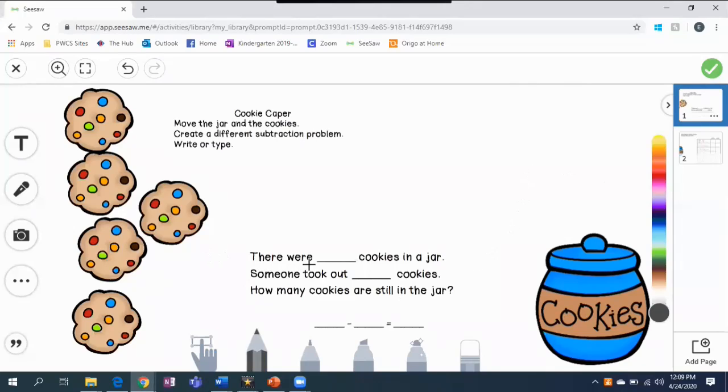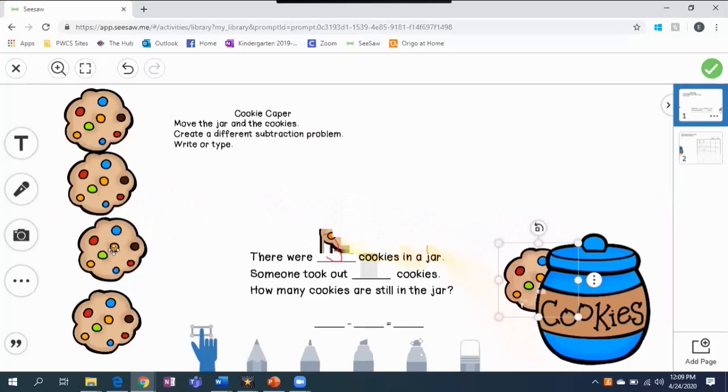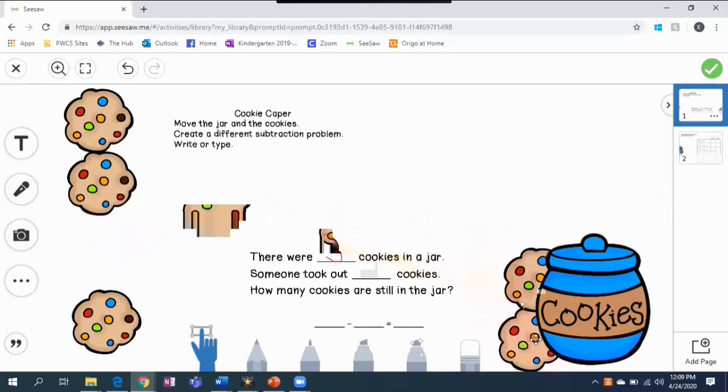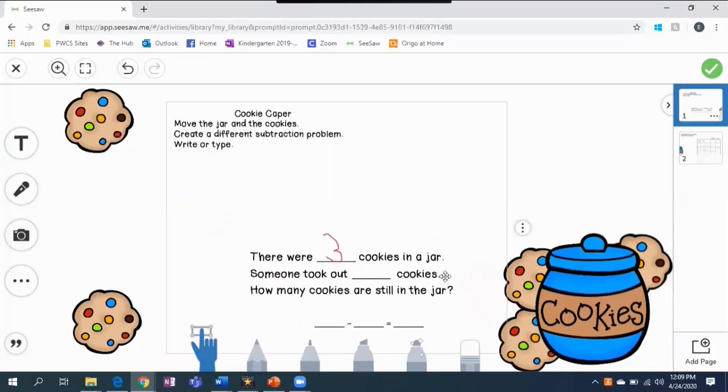So let's say there were 3 cookies in a jar. Whoa, let me fix that. 3, okay. So now I'm gonna move 3 cookies and I wanna still be able to see them. So I'm gonna put them like this. 1, 2, 3. Okay, so I have 3 cookies in my jar.